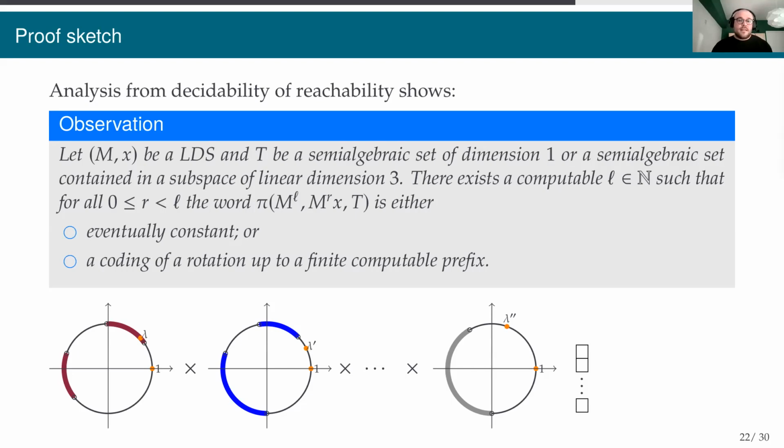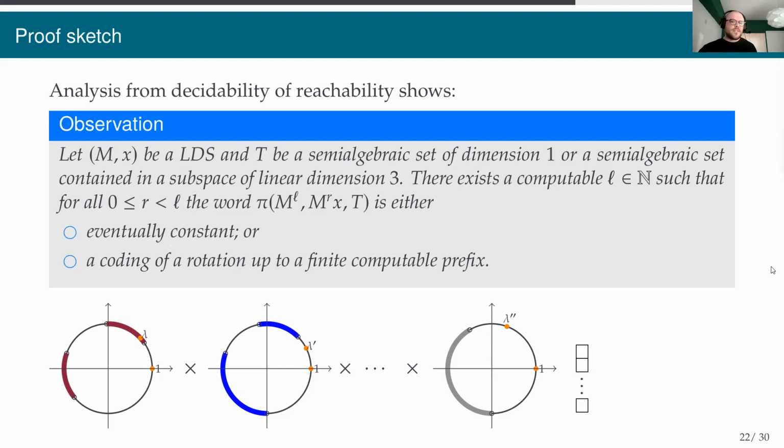And indeed, it's quite a deep result. Essentially, all the Skolem-like instances will only give you finitely many times at which you hit the target, or then you're fully in this target all the time. So this gives you this eventually constant part. Or, indeed, you have this coding of rotation.